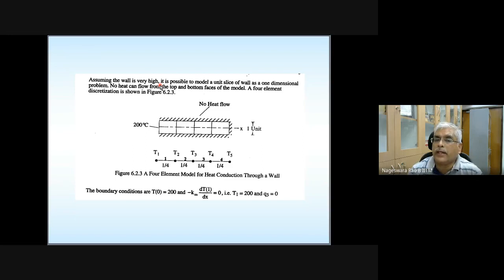Assuming the wall is very high, it is possible to model a unit slice of the wall as a one-dimensional problem. No heat can flow from the top and bottom faces of the model. So it's going to be one-dimensional.